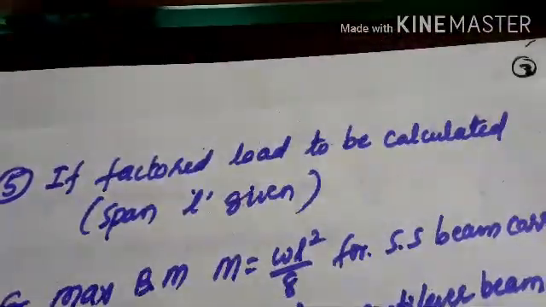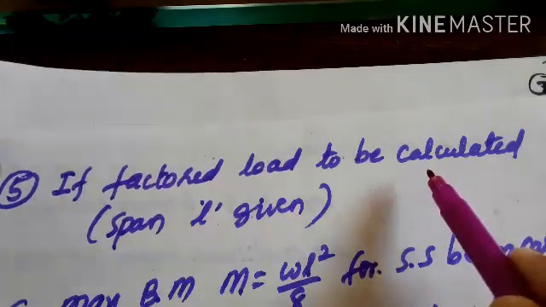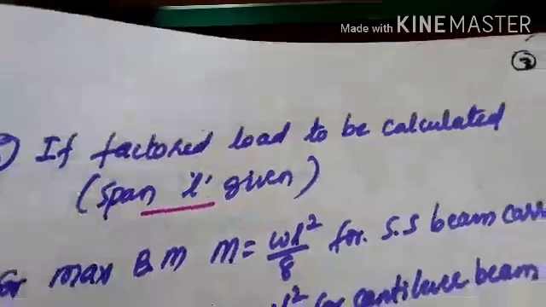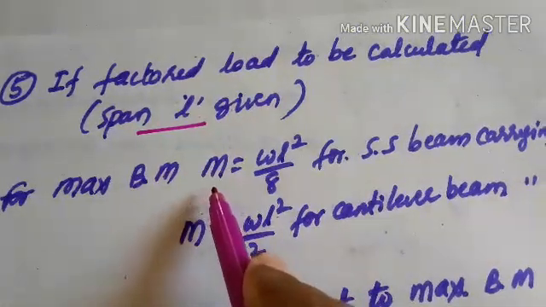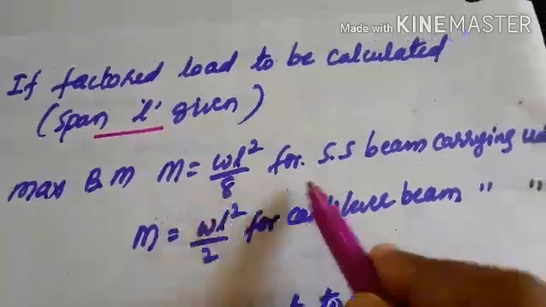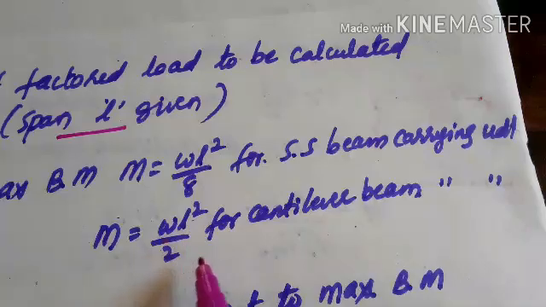Next, in step number 5, if the factored load to be calculated for a given span is L, then you need to calculate the maximum bending moment: M equal to WL square by 8 for a simply supported beam carrying UDL, and M equal to WL square by 2 for a cantilever beam carrying UDL.